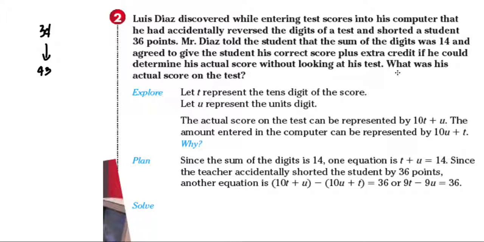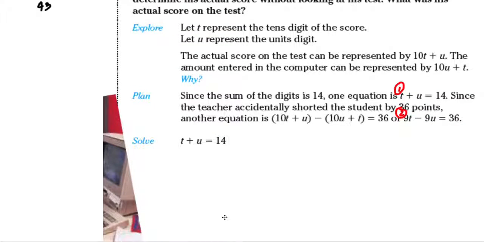Now you have your two systems of equations. And this is equation 1 right here, and this is equation 2 right here. Okay? So let's write it out. 10t plus u equals 14. And the next equation is 9t minus 9u equals 36.